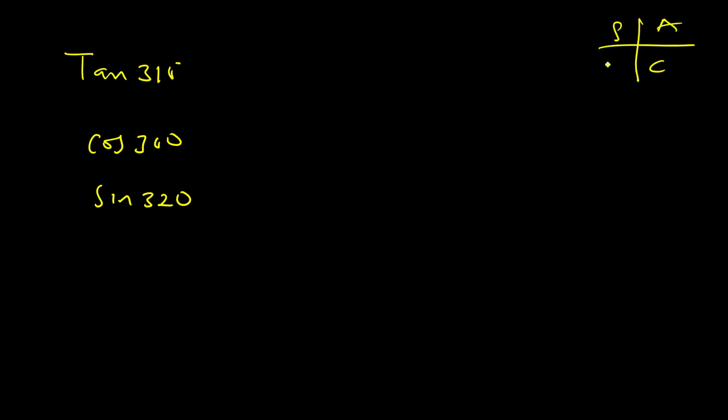All right, let's try this. Tan 310, cos 300, then sine 320. Okay, so go ahead and try the following. Remember, we still have this. So we have 270 to 360, 0 to 90, 90 to 270. Okay, so let's look at the acute angle here. So tan 310.